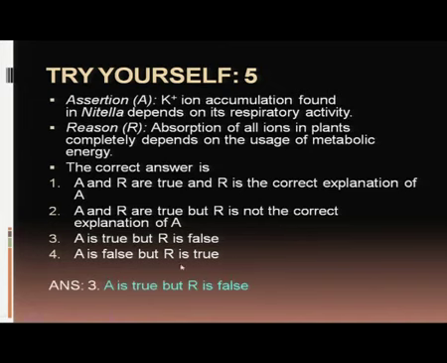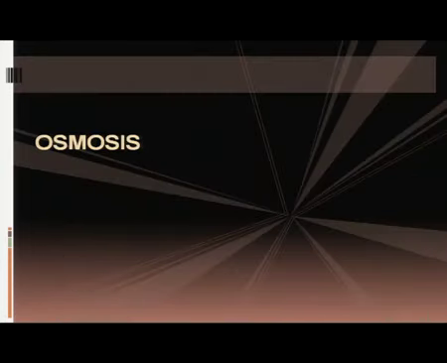The answer is that the assertion is true. Potassium ion accumulation does occur because of the respiratory activity. It determines how much ions will be accumulated, but the reason is wrong. Not all absorption of ions in plants completely depends on the usage of metabolic activity. It is not true. This was about the last class.